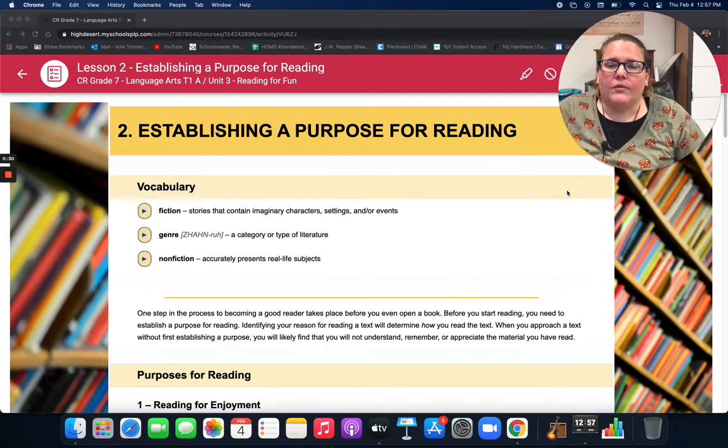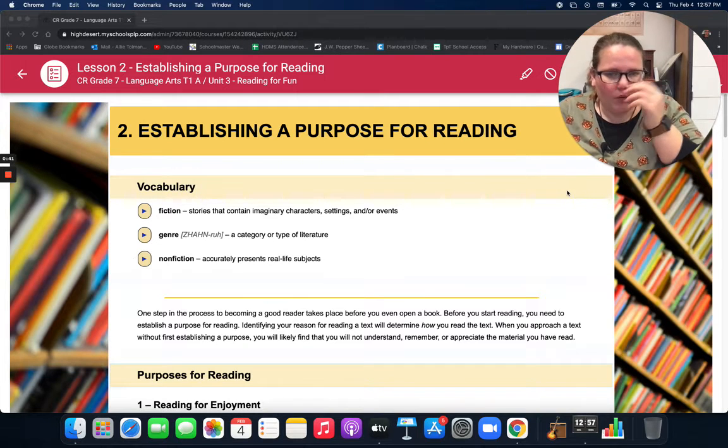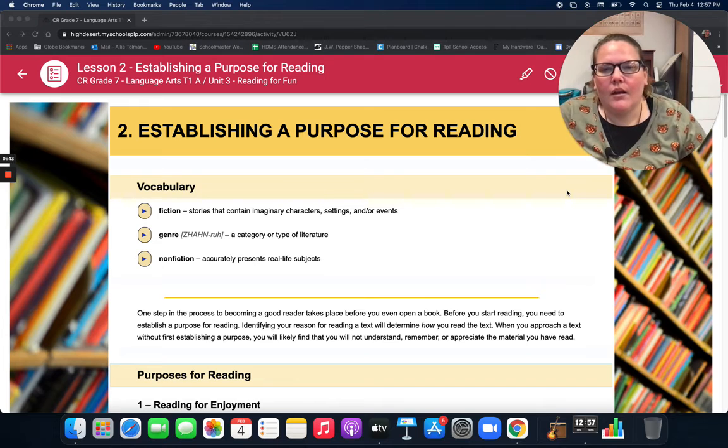We are going to start with our vocabulary. There are 3 vocabulary words today. We have fiction, stories that contain imagery, characters, settings, and or events. Genre, a category or type of literature. Nonfiction, accurately represents real-life subjects, and that is our 3 vocabulary words.